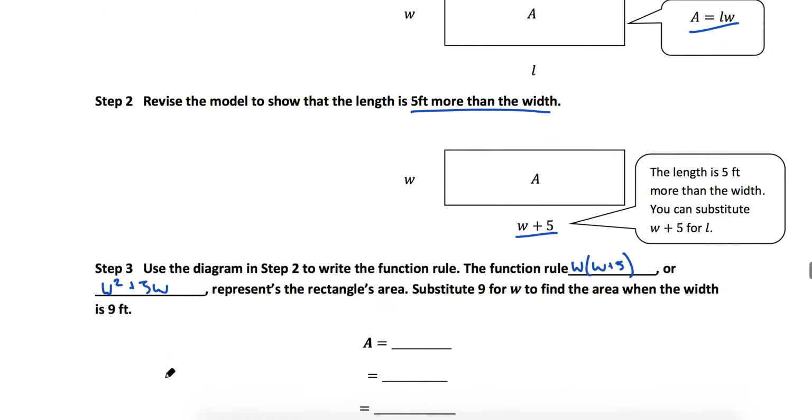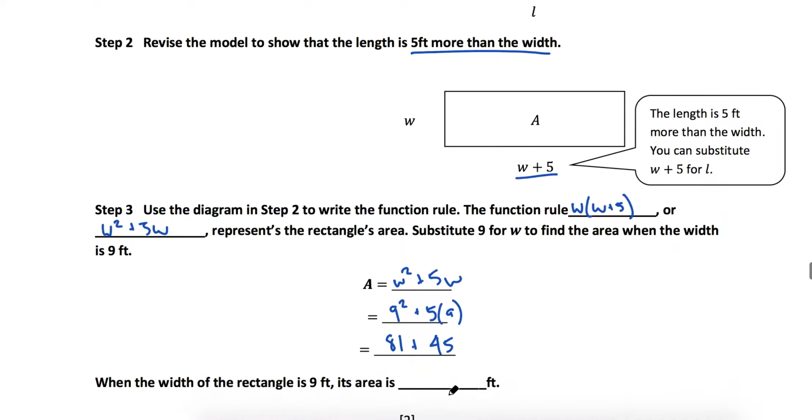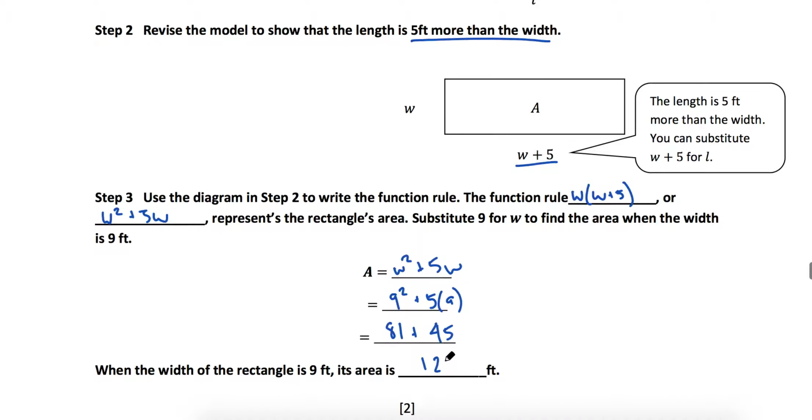So what happens if we substitute 9 for w and find the area when the width is 9? I'm going to put the formula here, w squared plus 5w. So that's 9 squared plus 5 times 9. That's 81 plus 45, or in other words, 126 feet squared. Let's make sure we put the square on there.